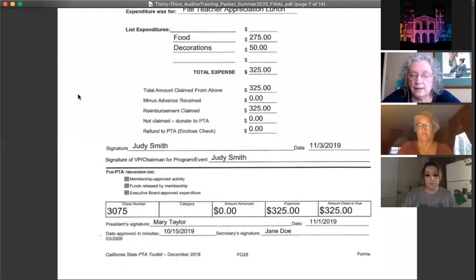So the secretary is saying yes, this has been approved, and we can go ahead and give this person the reimbursement. And then you want to make sure the check number is correct. Hopefully they put the check number and then the amount.